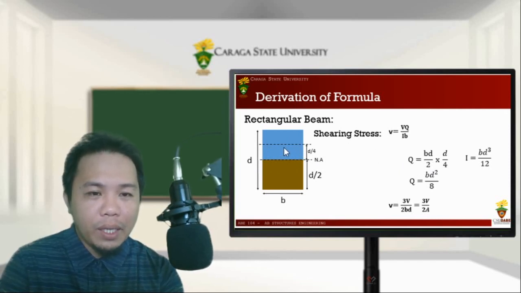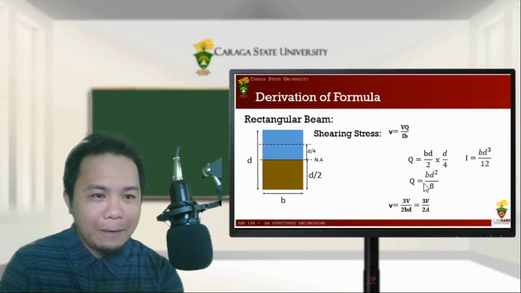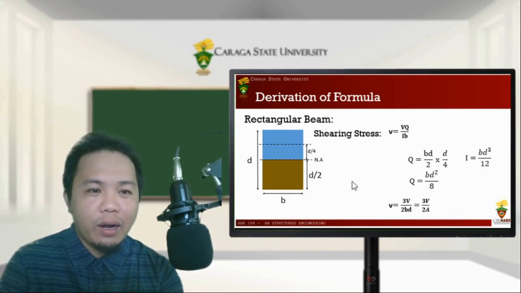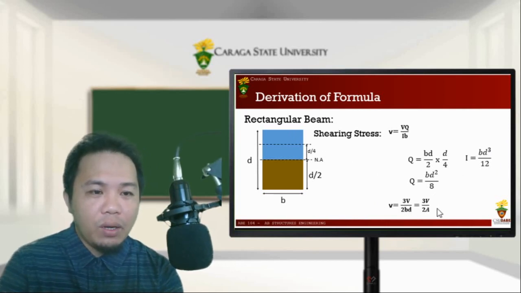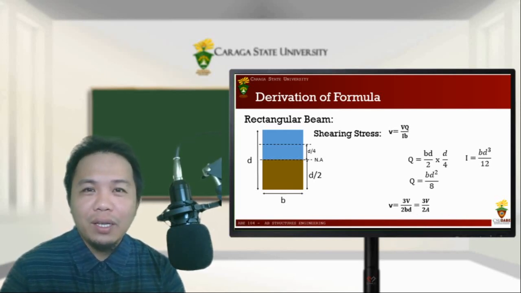You multiply it by its perpendicular distance from the center of this part going to the neutral axis. So d over 2 is the distance from the middle to the outermost, so half of this is d over 4. By simple substitution and multiplication, you can calculate that the first moment of this part here is bd squared over 8. Then the moment of inertia is bd cubed over 12 for a rectangular section. By simple substitution, you can derive that the maximum shearing stress for a rectangular beam is 3V over 2A, where A is the area, base times depth. I just show this formula for you to familiarize yourself with, so that solving will be easier.